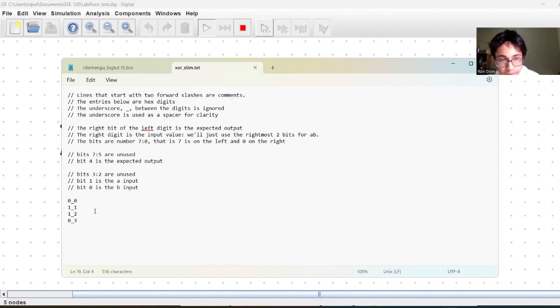And then we can also test it where A and B are both false, or 0. So on the right, we have 0000. And on the left, since our output would also be false, we'd have 0000. In hexadecimal, that would be 2 zeros on the left and the right. So that's this test case at the top.